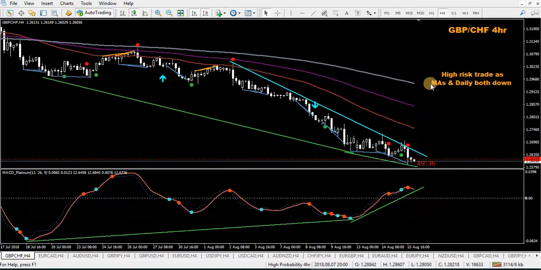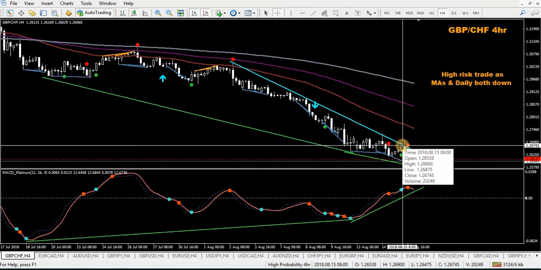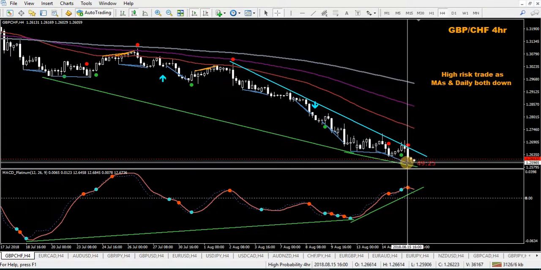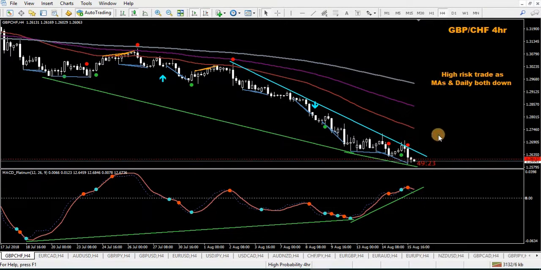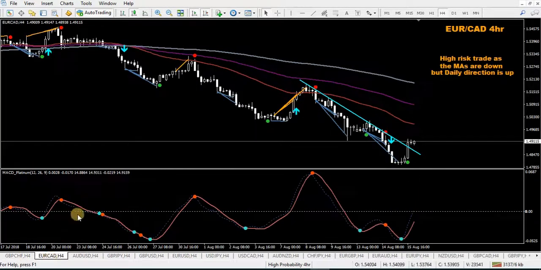Pound Swiss, nothing in there. Already just got stopped out on that buy. I took a buy last night on this level in here somewhere, and it was stopped out during the night, that red dotted line. Still looking to buy though.